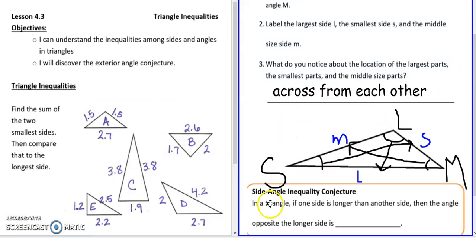And if we use that information, we can fill in the side angle inequality conjecture. It states in a triangle, if one side is longer than another side, then the angle opposite the longer side is larger. Now the wording on that can be kind of confusing. So basically, the longest side is across from the largest angle. The smallest side is across from the smallest angle.